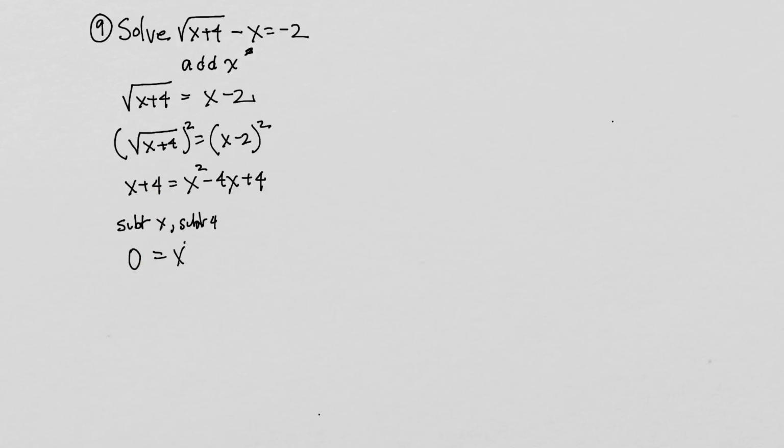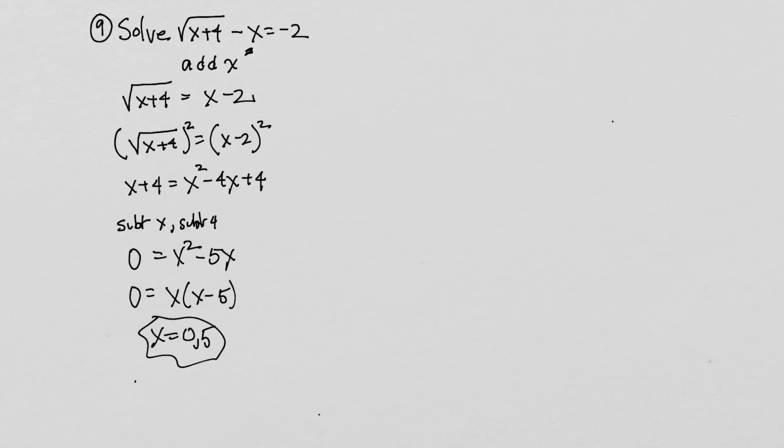Equals, okay, x squared, and then minus 4x minus x, minus 5x. And then 4 minus 4, well, that's just 0. So here's what we're left with, that quadratic. We know how to solve quadratics. We factor. I can factor an x out of there. So I'm going to get 0 equals, take that x out, we're left with x minus 5, from which we will get x equals 0 or 5.